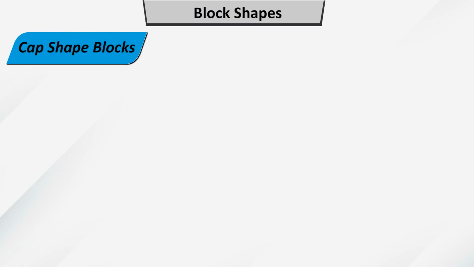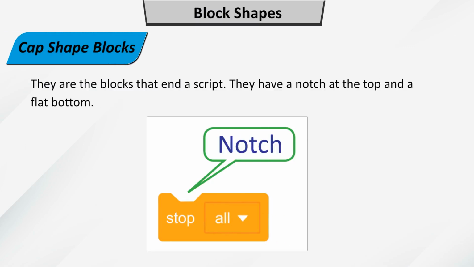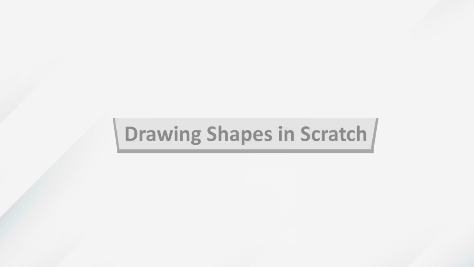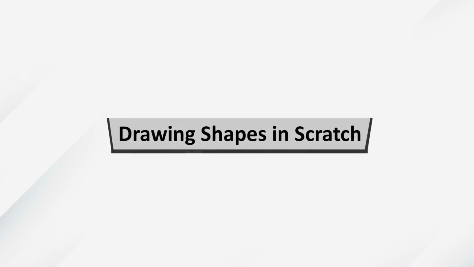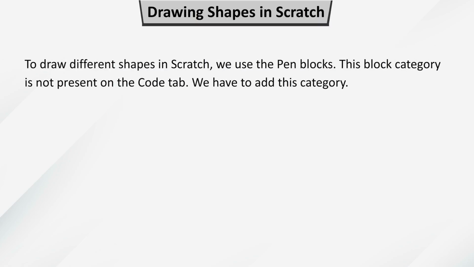Cap shape blocks. They are the blocks that end a script. They have a notch at the top and a flat bottom. Drawing shapes in Scratch. To draw different shapes in Scratch, we use the pen blocks. This block category is not present on the Code tab. We have to add this category.